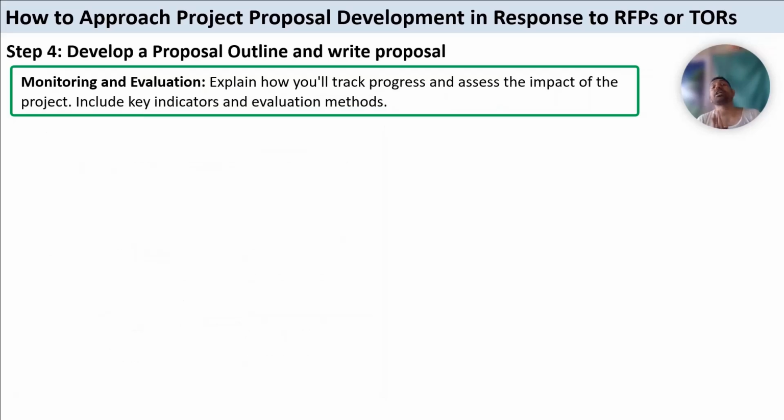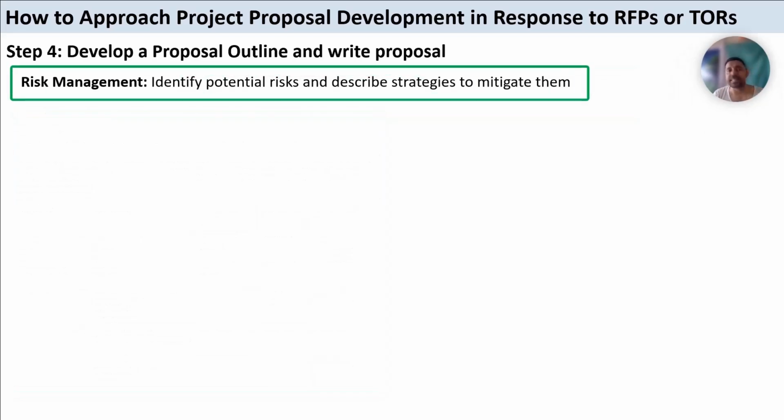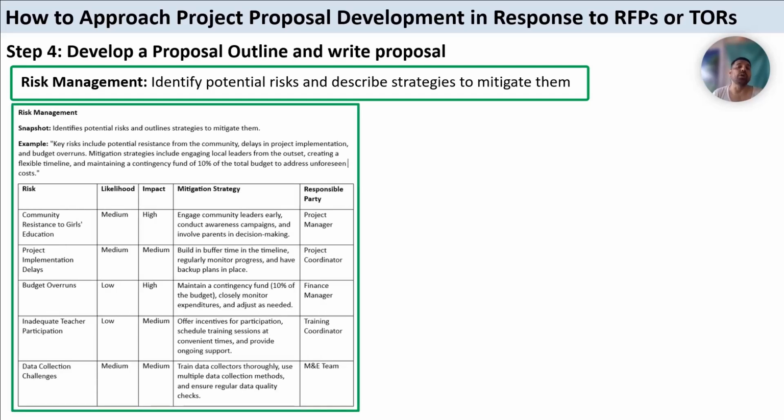The next section is monitoring and evaluation. How you will monitor and evaluate. So in this section, we need to explain how you will track progress and assess the impact of the project. This includes key indicators and evaluation methods that you need to add in the proposal. And then the next section is risk management. This is basically a matrix where we will need to identify potential risks and describe the strategies to mitigate those risks or challenges.